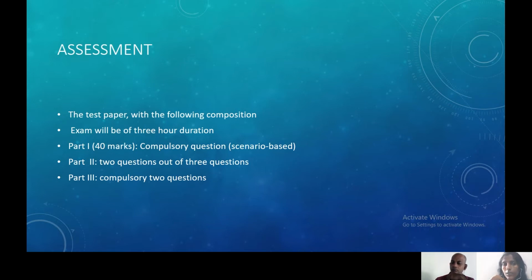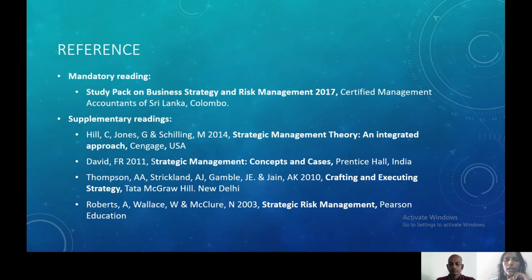Part 1 is a compulsory question. Part 2 has 2 questions out of 3 questions. There you have a choice. And part 3 has 2 compulsory questions. So you have to answer the 2 questions that were given. There are no choices, right? So this is the exam. Do you have any questions regarding this?